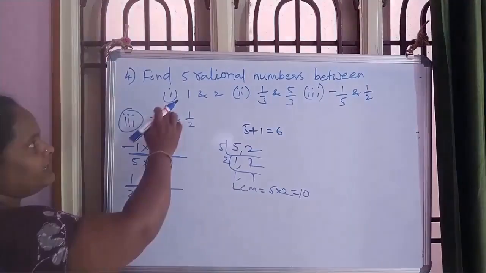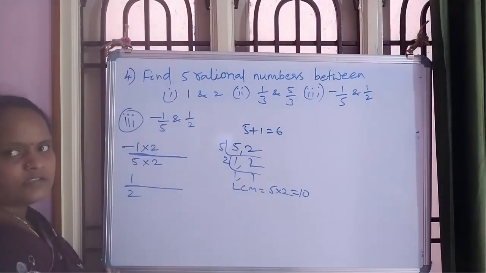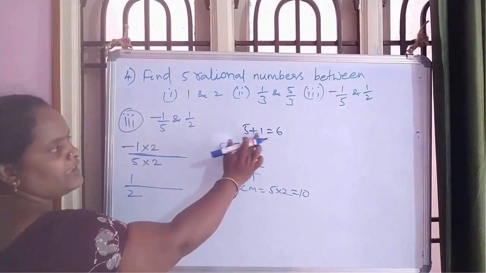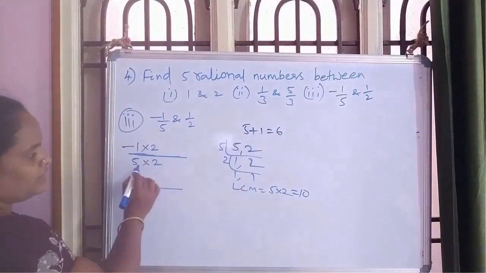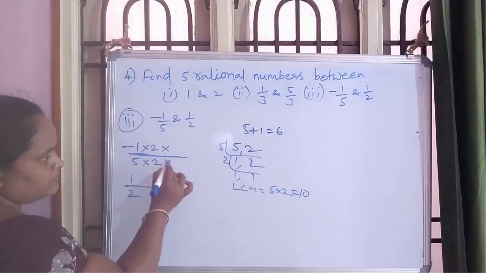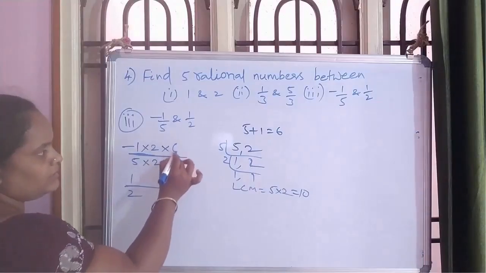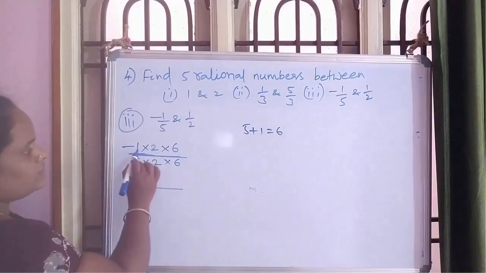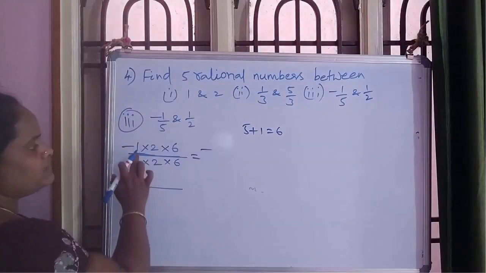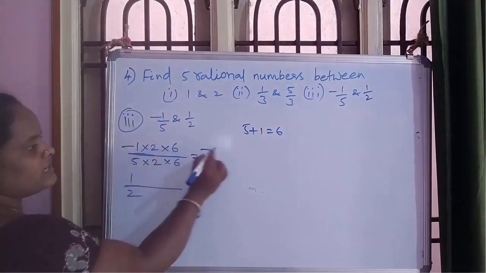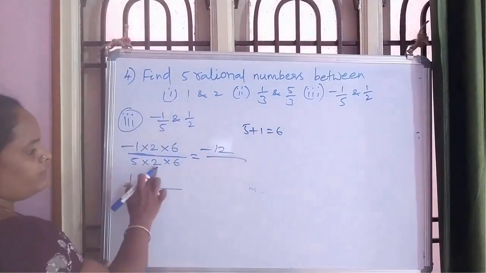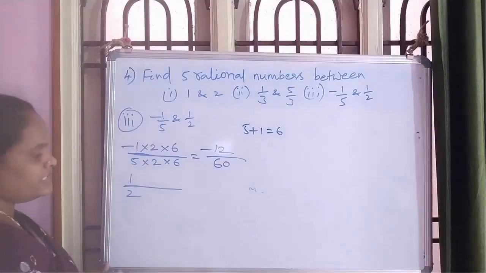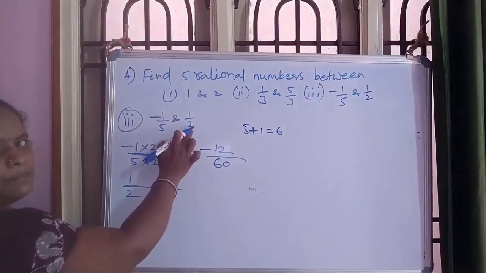So here 5 rational numbers are asked. So with which number do I need to multiply in the numerator and denominator? That is 5 plus 1, 6. So in the numerator and in the denominator I need to multiply with 6. So how much will I get? Minus is there, so minus 1 into 2 is 12, divided by 5 into 2 is 10, 10 into 6 is 60 in the denominator. Same with the other number, that is 1 by 2.